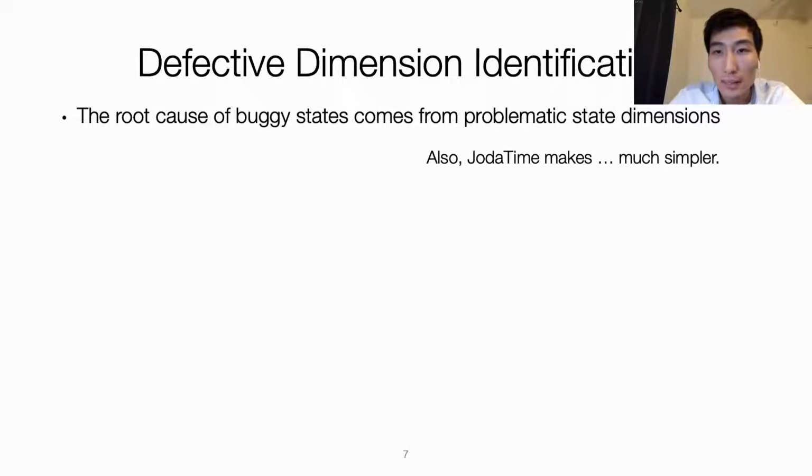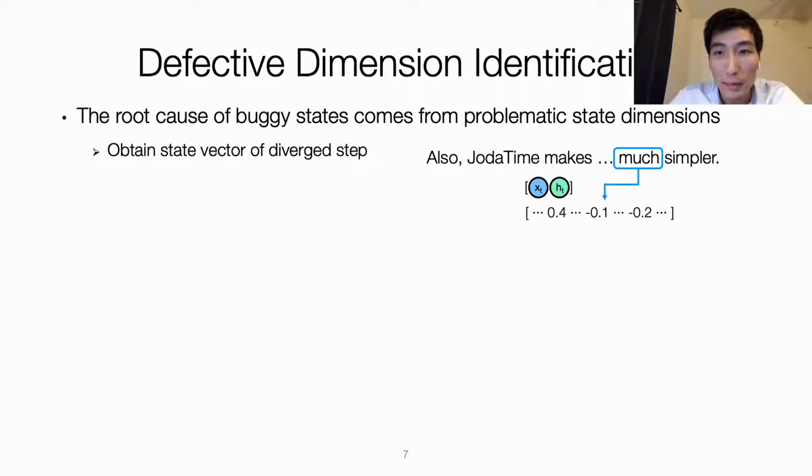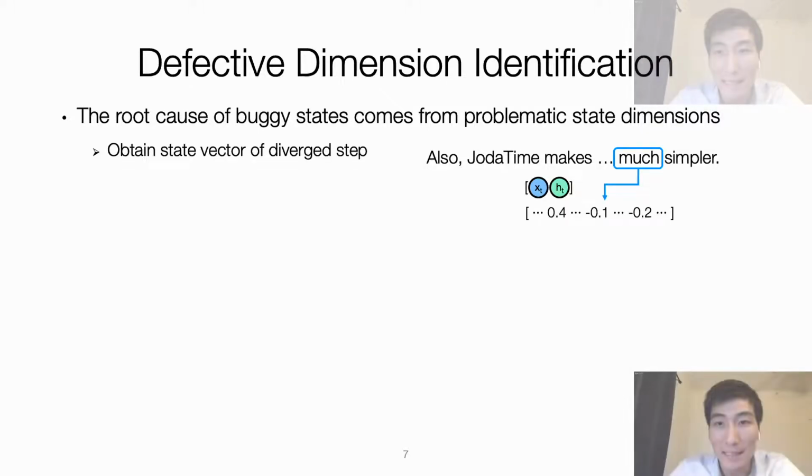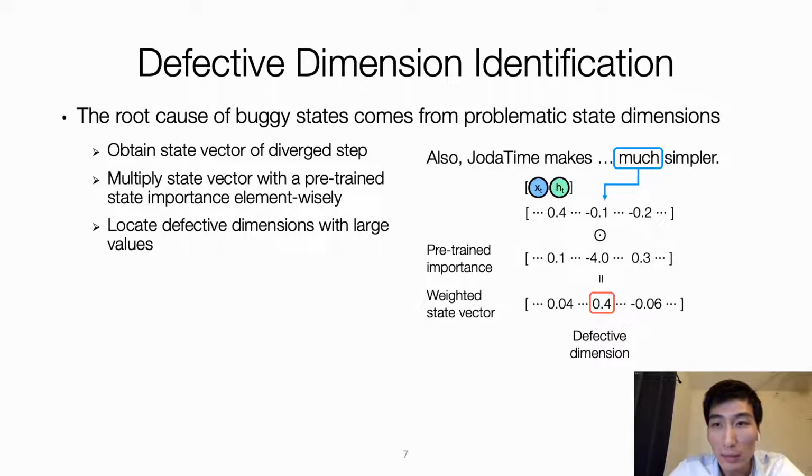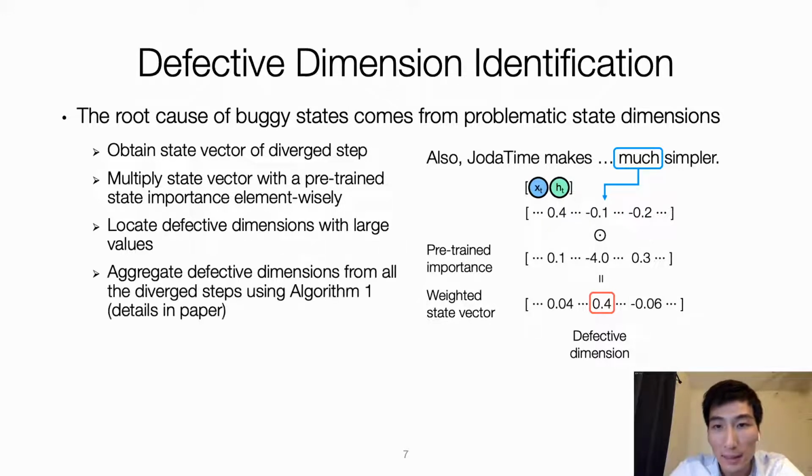We use the same example from the previous slides. For a divergent step, we first obtain its state vector, and then we multiply it with a pre-trained importance factor. Those dimensions with large values are the defective dimensions of buggy states, because they are more important to the classification results. Finally, we aggregate the defective dimensions from all the divergent steps.